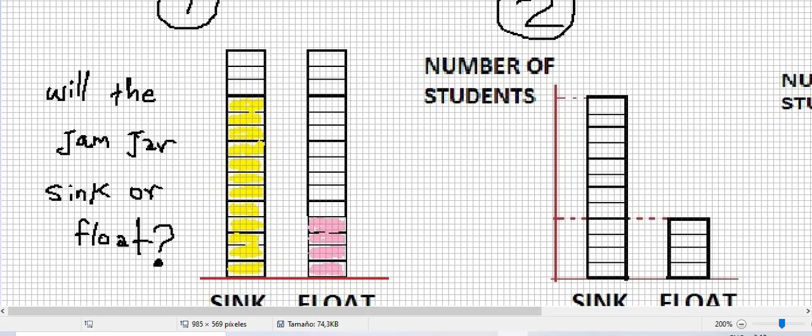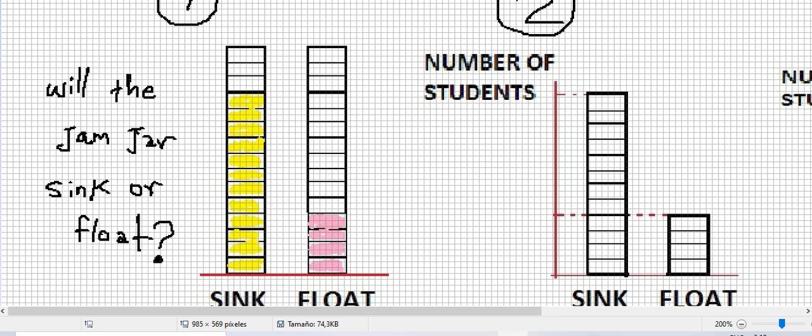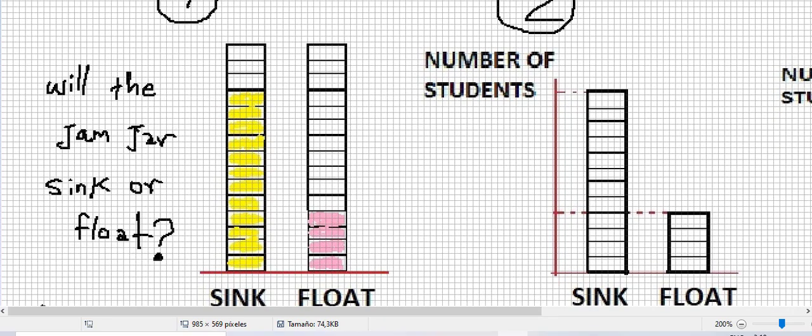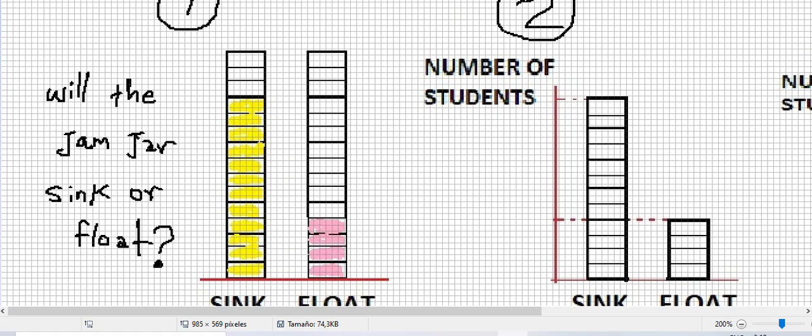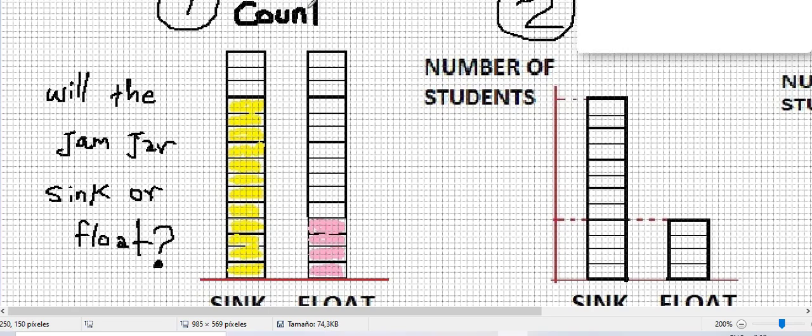You were asking your partners about the situation of the jam jar. And finally, you get this drawing picture with colors in stage one. Okay, the first instruction to begin with is count. Count how many squares are in each case.